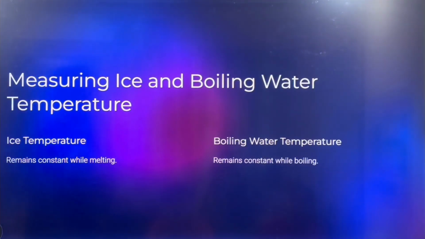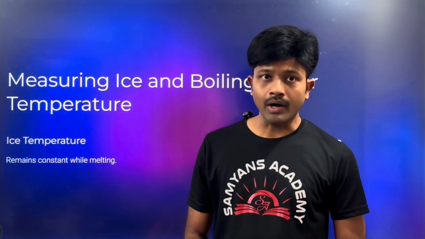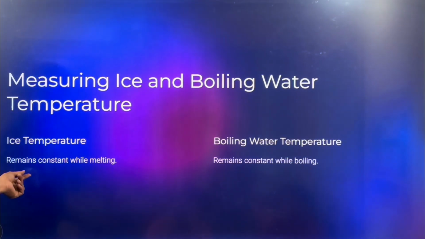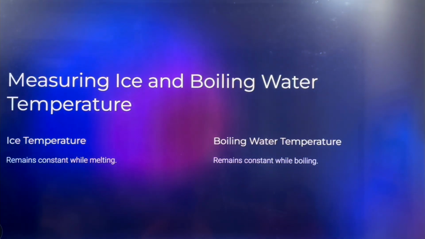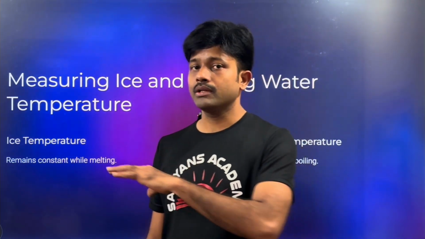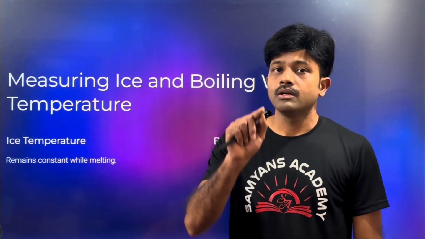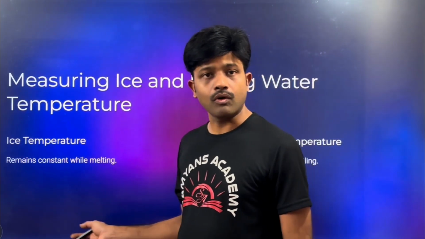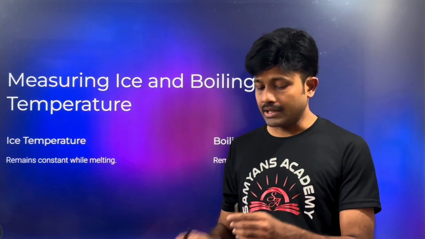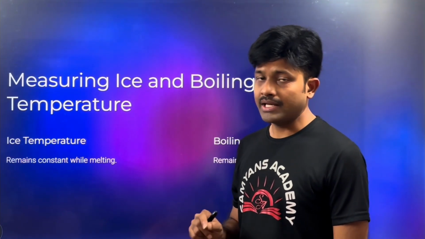Okay. Now, measuring ice and boiling water temperature. How do you measure the ice and boiling water, right? Ice temperature remains constant while melting. When ice converts into liquid, during the melting of ice, the temperature always remains constant. How much will it show? 0 degrees Celsius. When ice melts into water, during the whole process, the temperature remains constant. That is 0 degrees Celsius. The melting of ice shows the temperature 0 degrees Celsius.